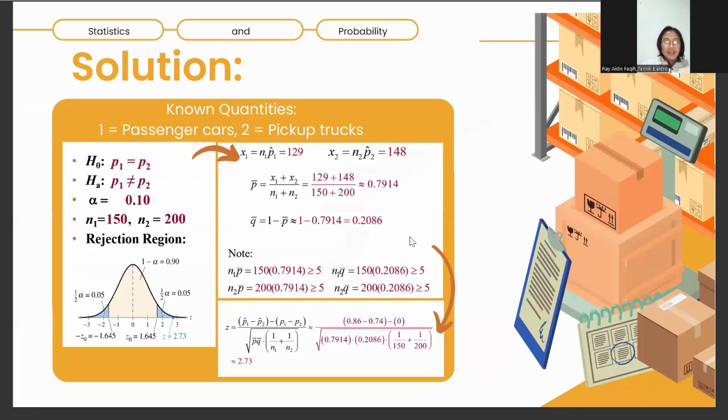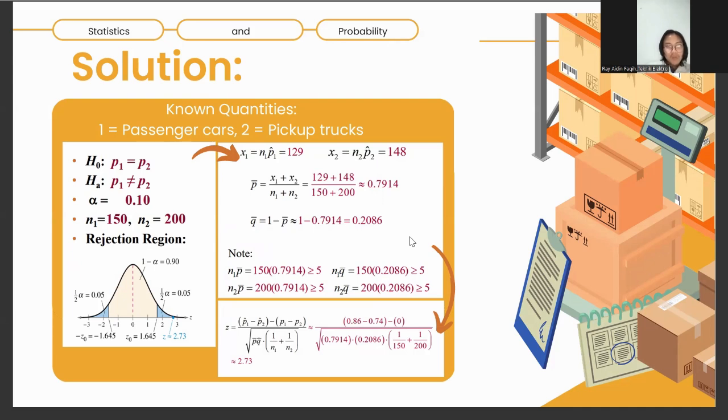Okay, so as you can see, 1 equals passenger cars and 2 equals pickup trucks. From the data on the left side, we can figure out the x1 and x2 values, x1 being n1 times p1 and x2 being n2 times p2, with x1 being 129 and x2 being 148. And then with those values, we can substitute into the equations beforehand and get our p and q values, p being 0.7914 and q being 0.2086.